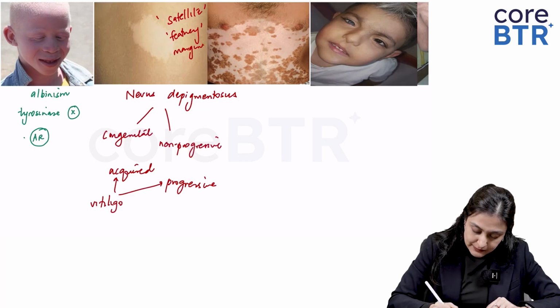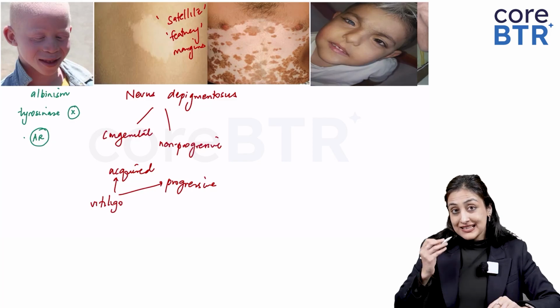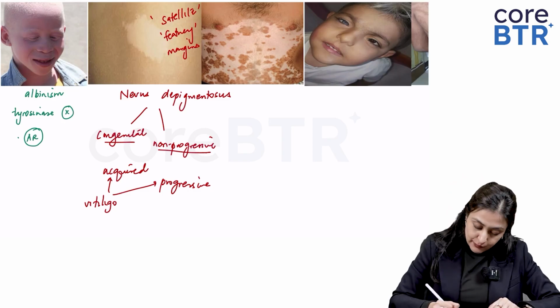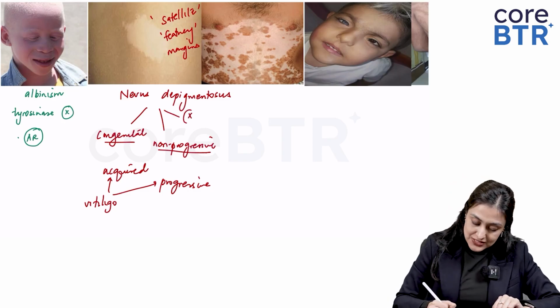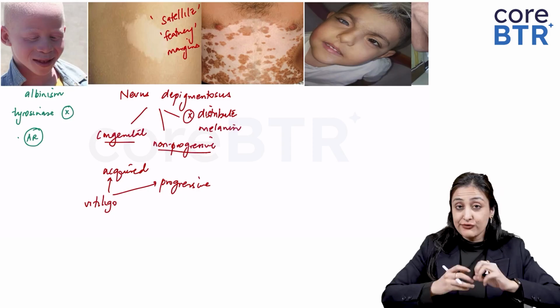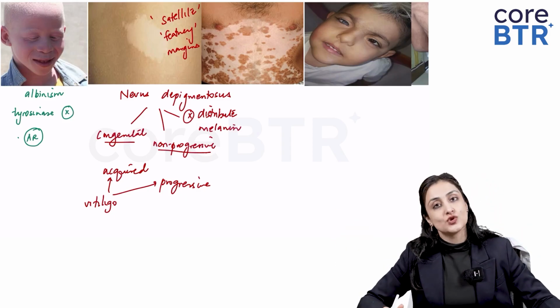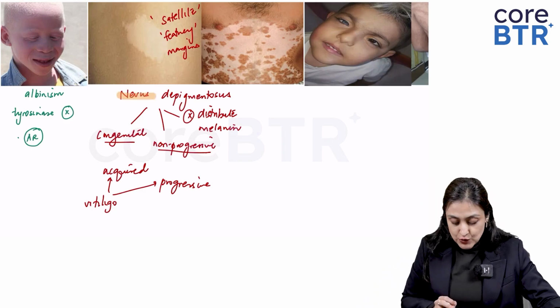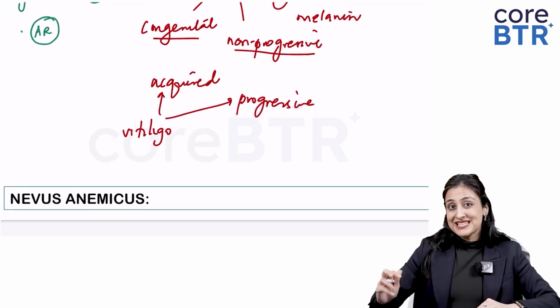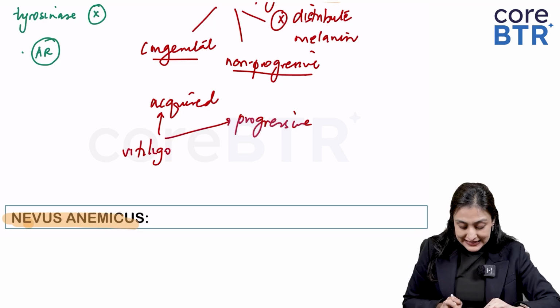So nevus depigmentosus is a congenital, non-progressive lesion, and the problem here is the melanocytes cannot distribute the melanin equally to the keratinocytes. So it's a defect of distribution of melanin. So that is nevus depigmentosus. It is non-progressive, congenital. Do not mix this with nevus anemicus.